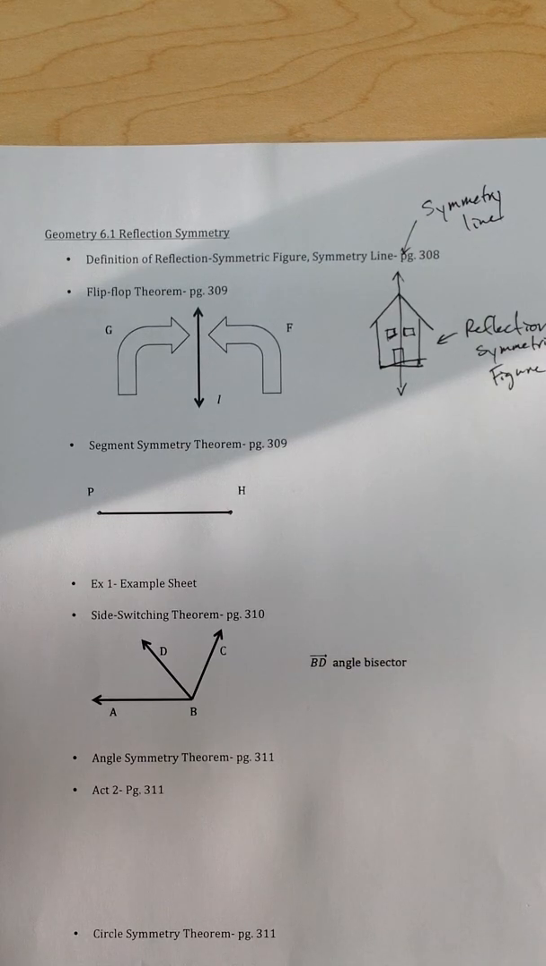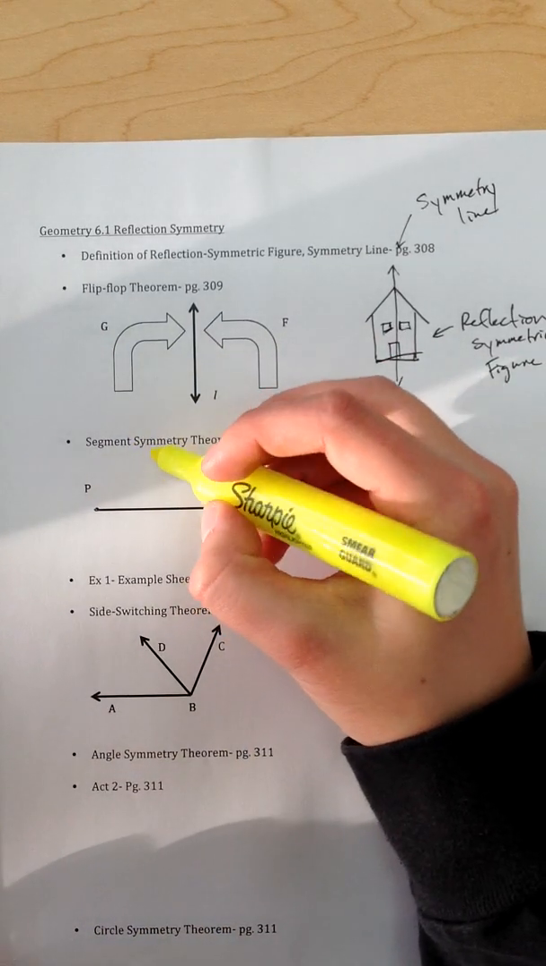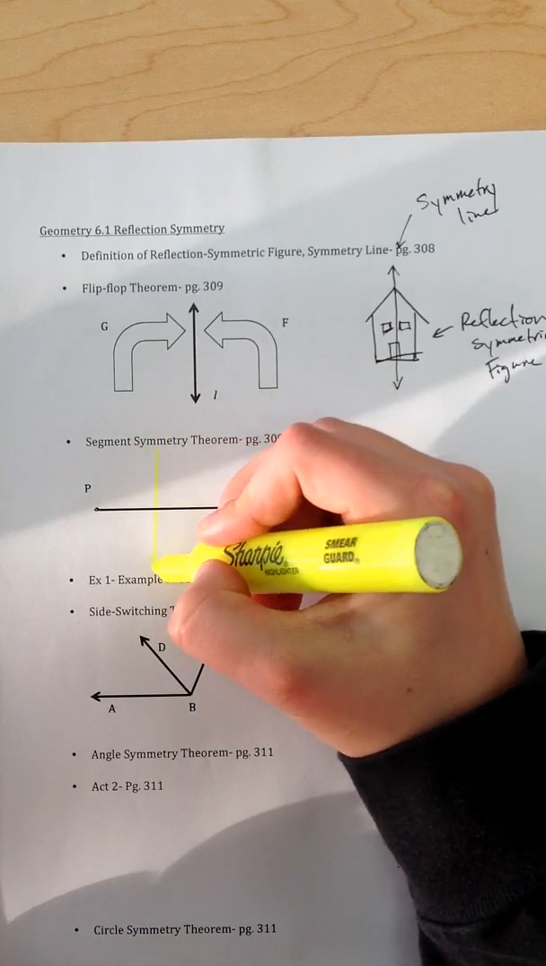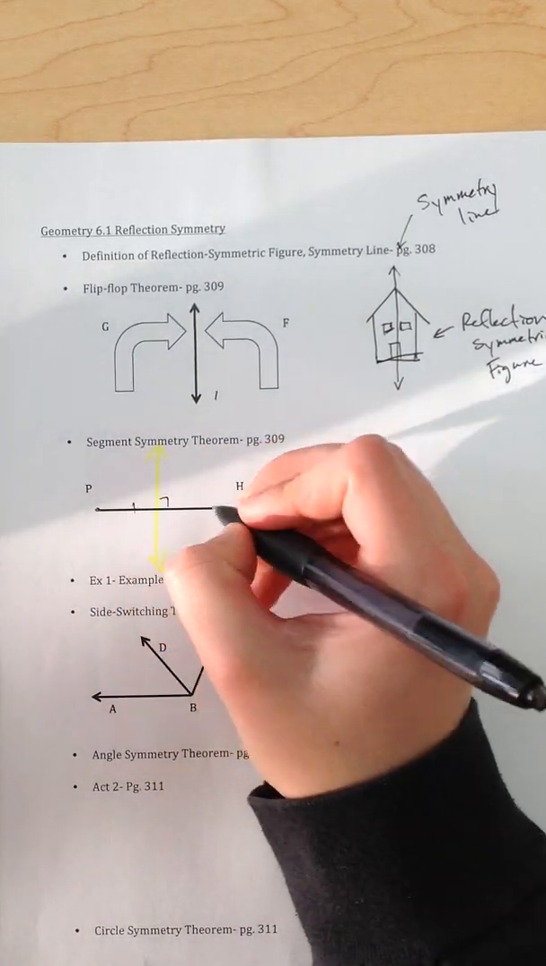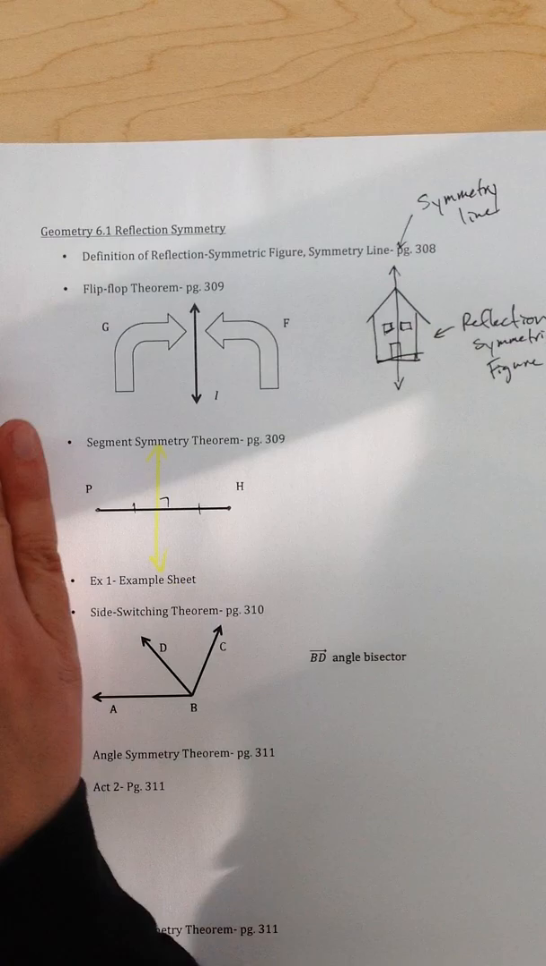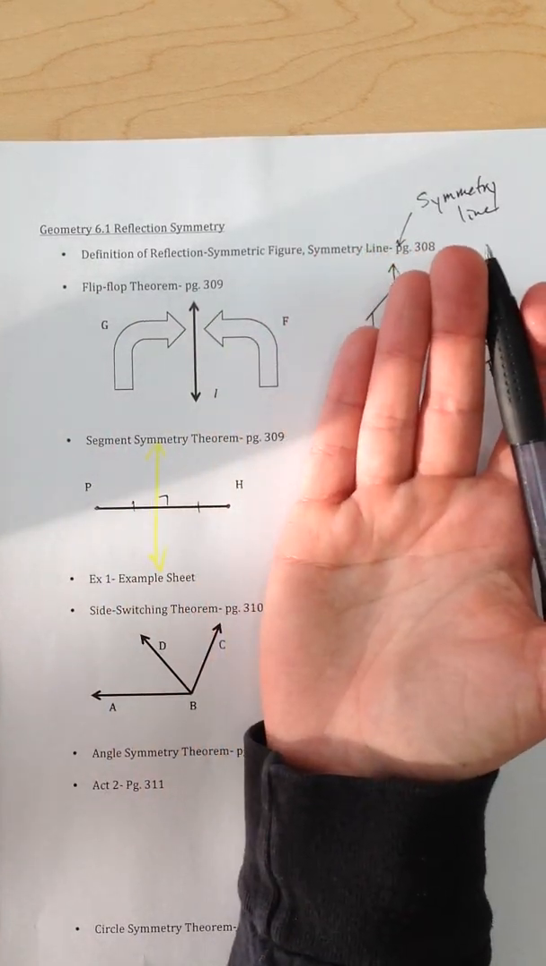Okay, next thing is the segment symmetry theorem. So we've got a segment here, and on page 309 is our definition, or it's a theorem I guess. It says every segment has exactly two symmetry lines, the line containing the segment and its perpendicular bisector. A lot of times when people are doing this one, they get the first one right away. So one of the lines would basically be going like that. Hopefully you can see that yellow. One of the lines would be the perpendicular bisector there, right? Because if you take this segment and flip it over that line, you get the other half of that segment.